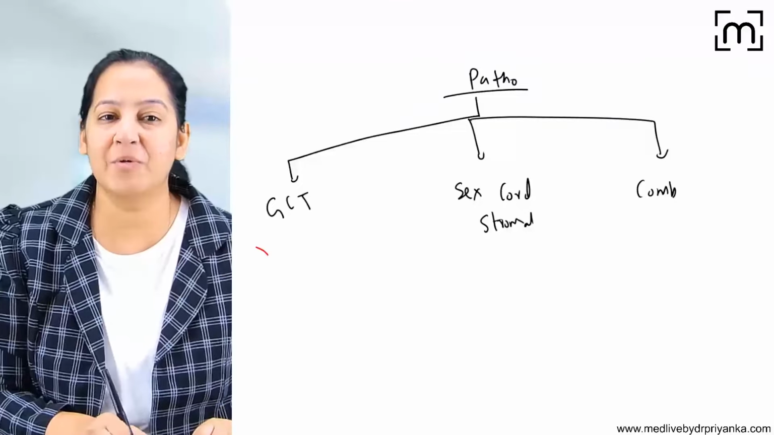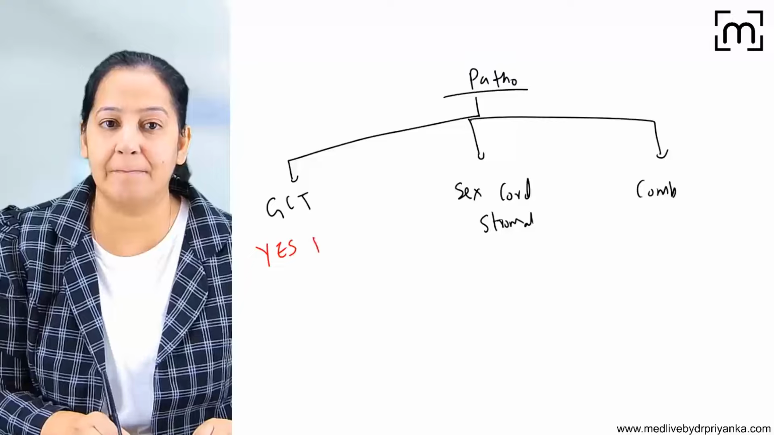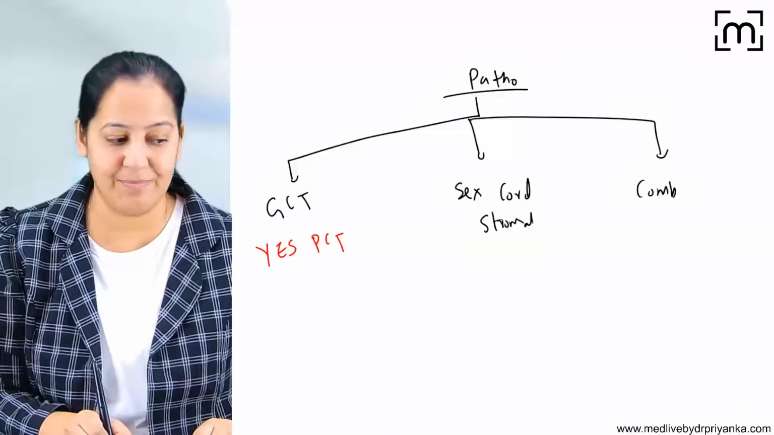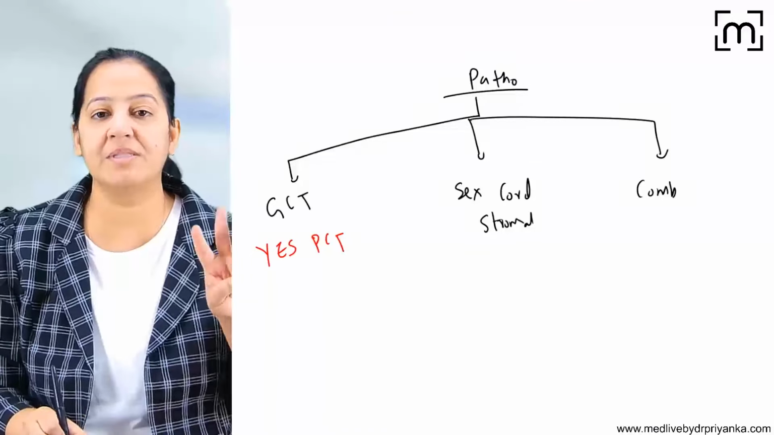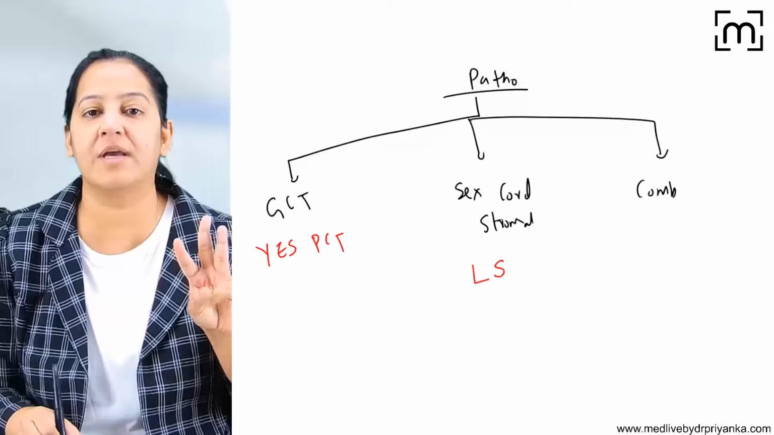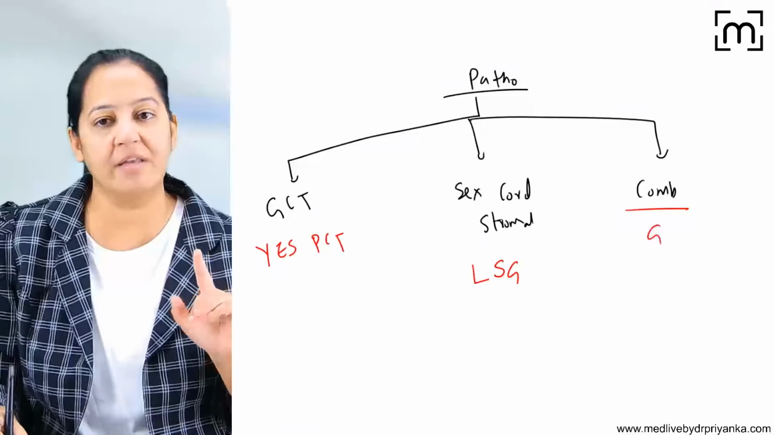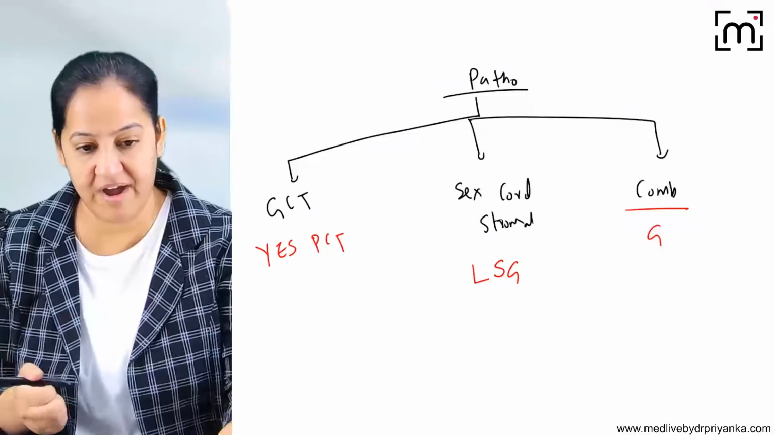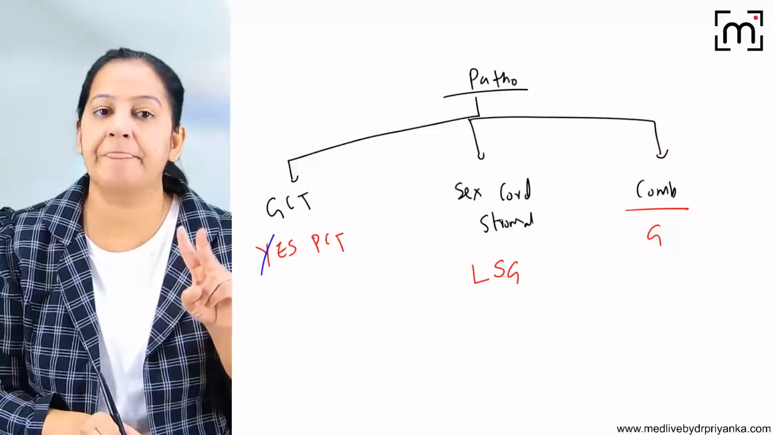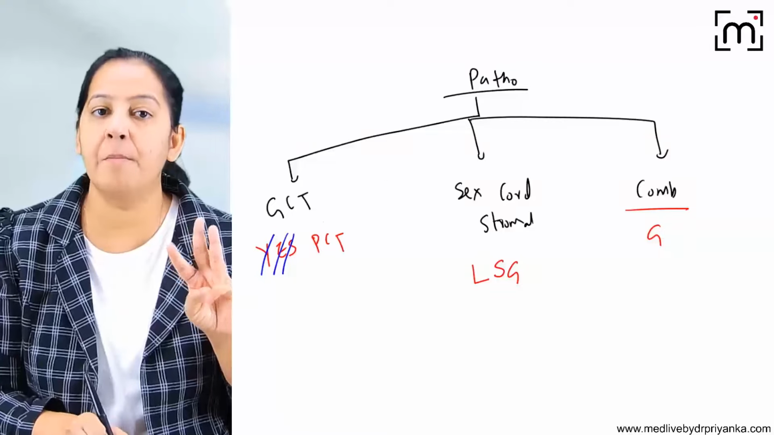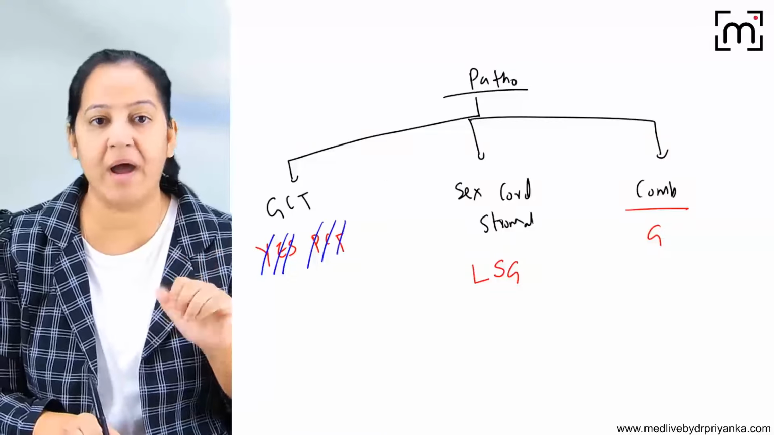What is the mnemonic? The mnemonic is YESPCT. And how many sex cord stromal tumors? There are 3 sex cord stromal tumors. The mnemonic is LSG. And combined is only one, that is gonadoblastoma. So say the full form of YESPCT. Yolk Sac tumor, embryonal carcinoma, seminoma, polyembryoma, choriocarcinoma and teratoma.